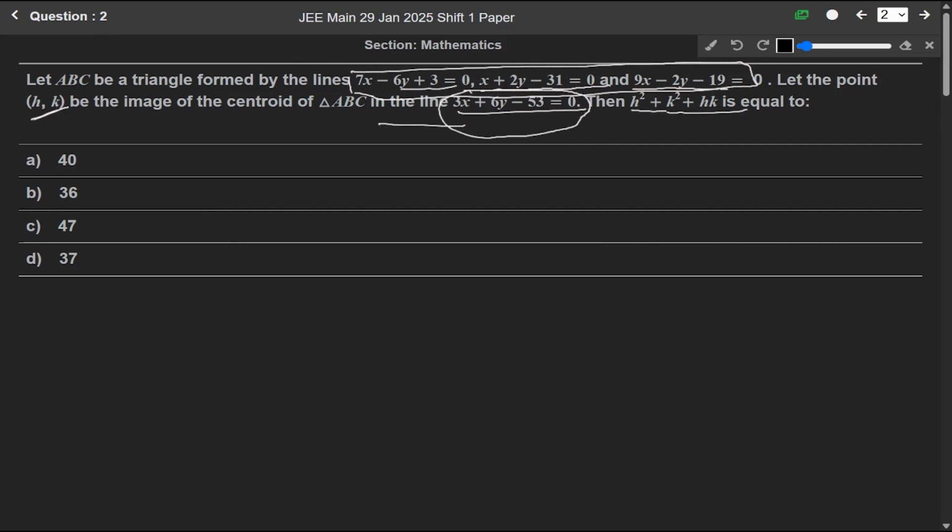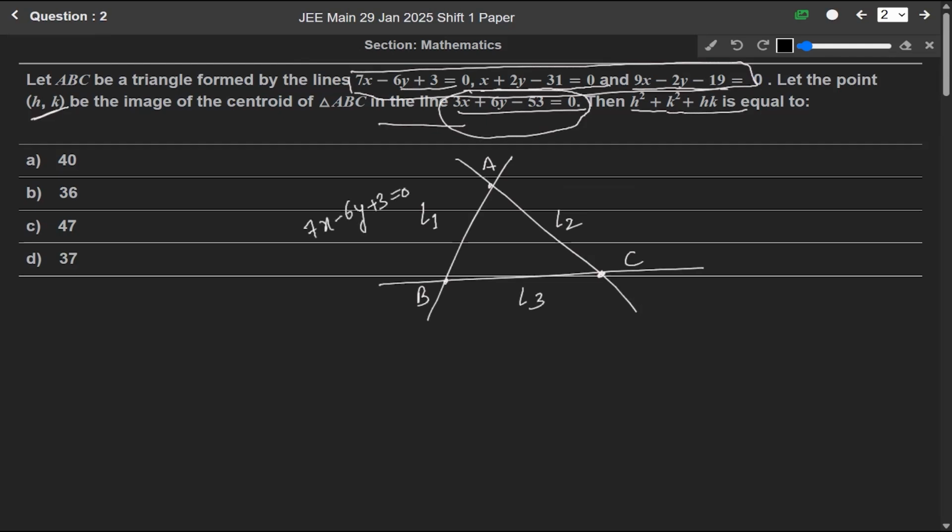So first of all, students, we will draw the triangle given by these lines. Let us say this is point A, this is point B, and this is point C. Let us say this is line L1, this is line L2, and this is line L3. L1 is 7x minus 6y plus 3 equals 0, L2 is x plus 2y minus 31 equals 0, and L3 is 9x minus 2y minus 19 equals 0.